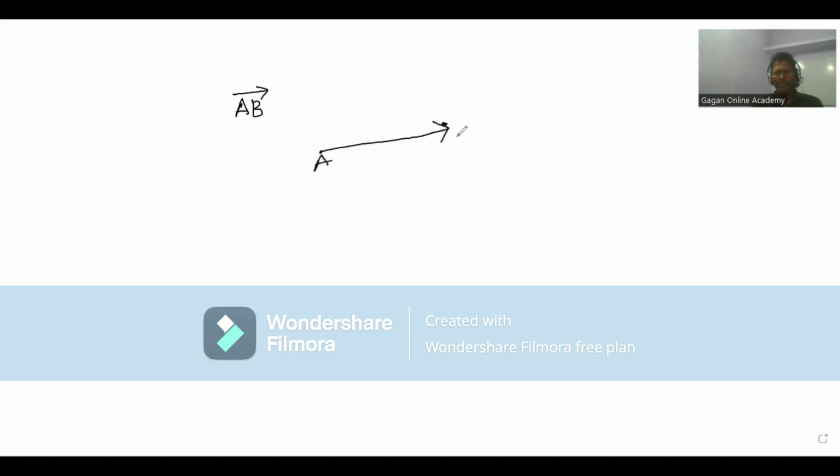A is the starting point and B is the ending point. So this is called origin. This is the end point. We can represent a vector in this format. Okay, I hope you understood well.